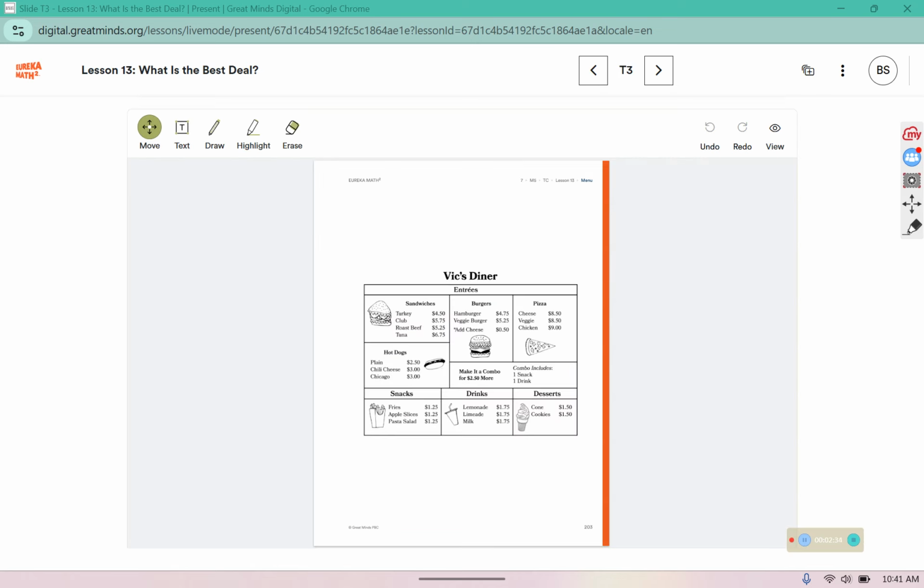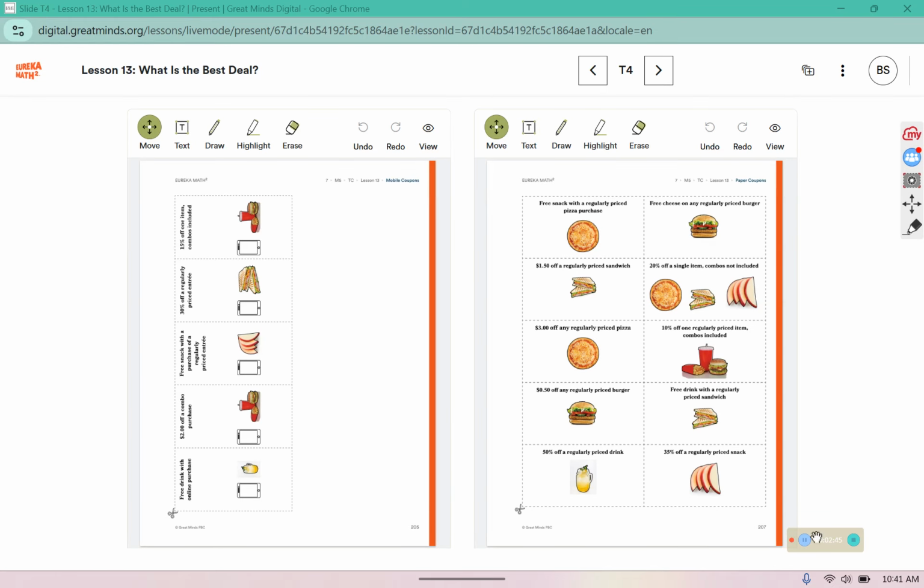You're going to use several pages from your workbook today. The menu for Vic's Diner, the paper coupons, and then there's some additional paper coupons. Oh, and the mobile coupons. So mobile coupons and paper coupons.